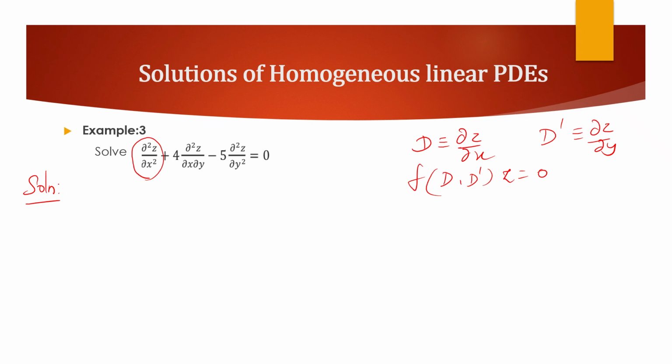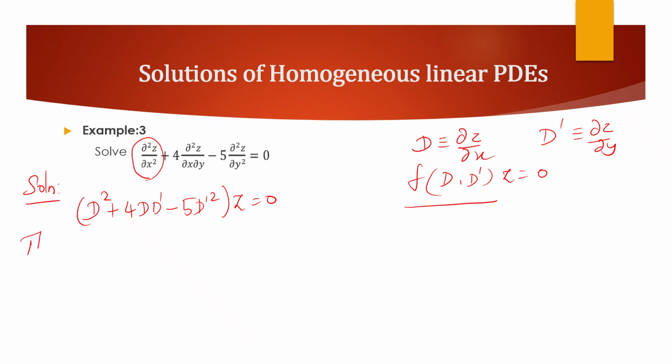So how can I rewrite the given equation? That is nothing but it is D² plus 4 into ∂z/∂x and ∂z/∂y, the middle term. So it is 4DD', and in the last term it is only ∂²z/∂y², means 5D'² into z is equal to 0. So this is what our given equation. I have written the given equation in this form.